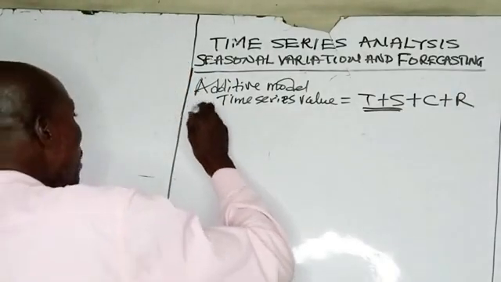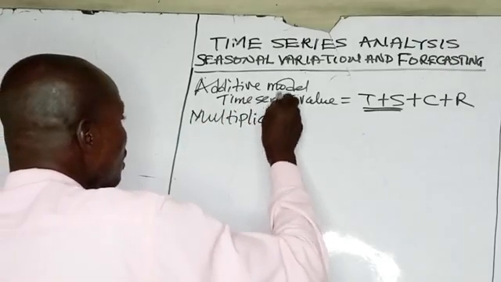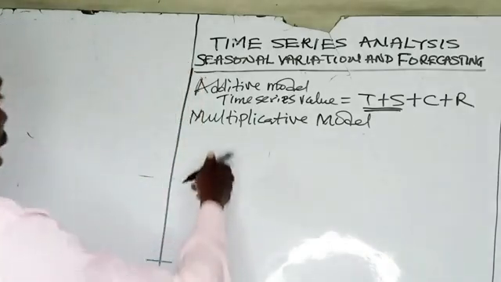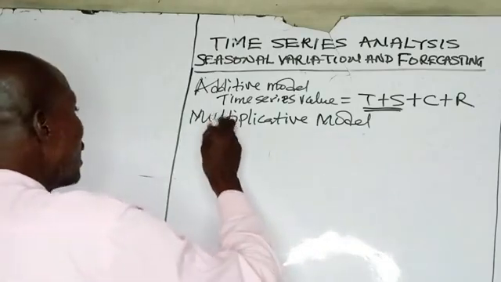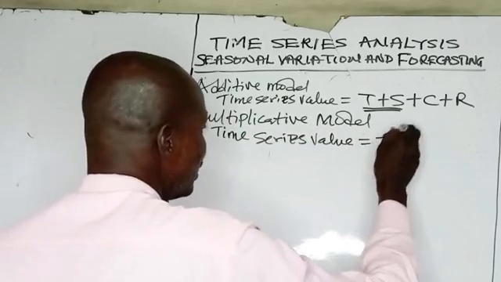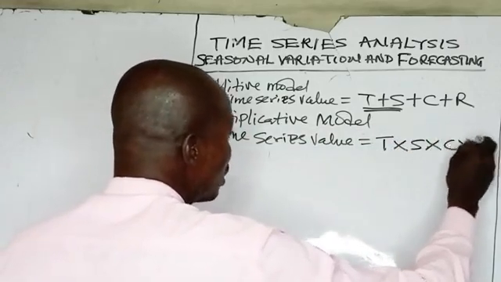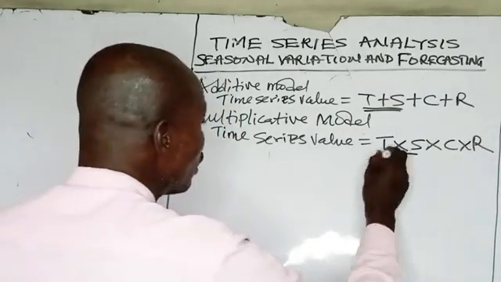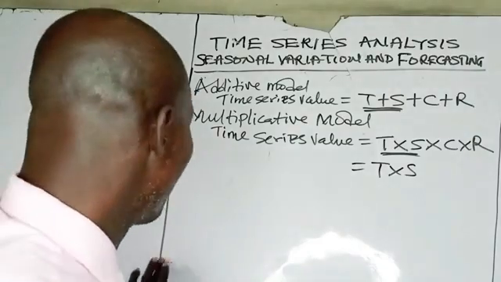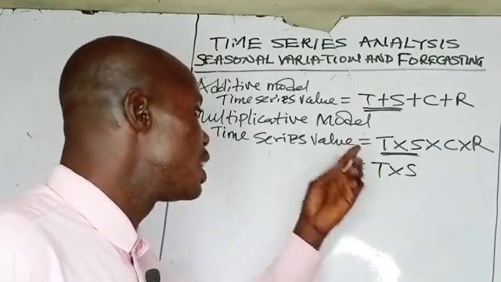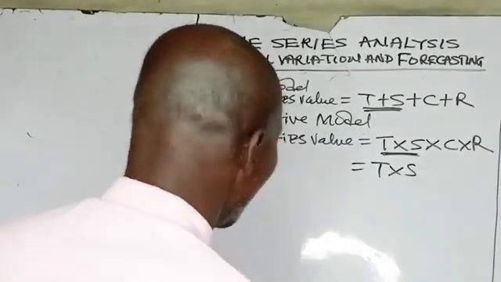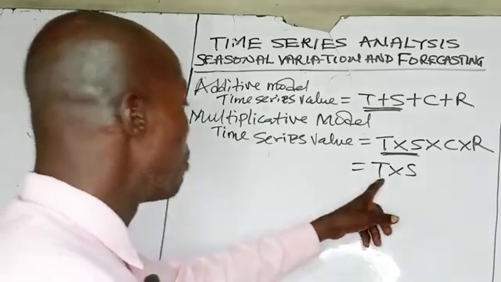Then the second model, which I'm going to consider in this video, is the multiplicative model. Remember, the additive model has been used in my earlier video. Now I want to consider the multiplicative model. Under the multiplicative model, time series value equals trend times seasonal variation times cyclical variation times random variation. Of these four variables, the first two are the most important, that is T times S, trend times seasonal variation. So in my first two videos, I've dealt with how to estimate the trend using, number one, the moving averages method, and number two, the simple regression method. So I want to deal with the estimation of seasonal variation using the multiplicative model.